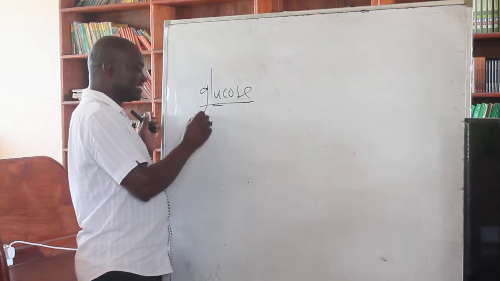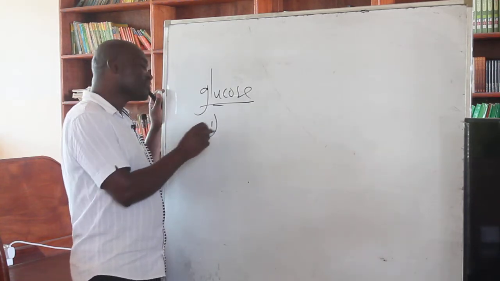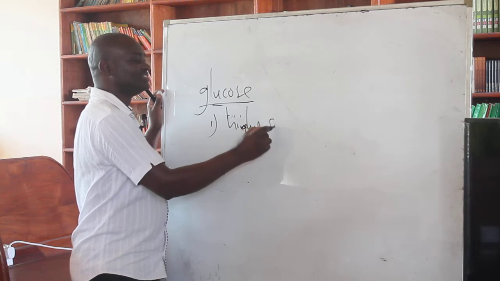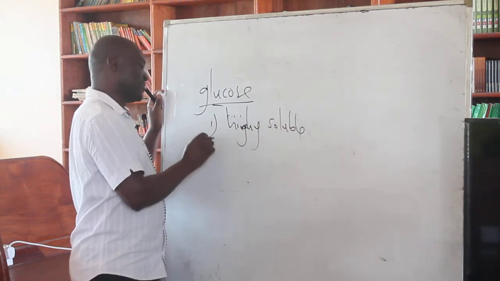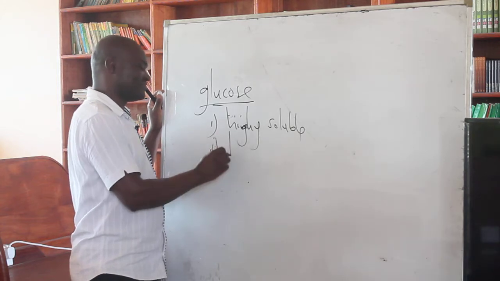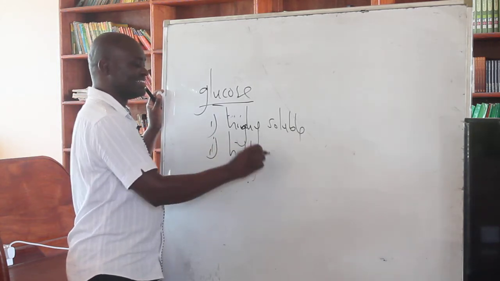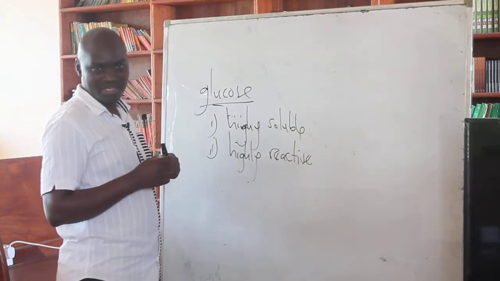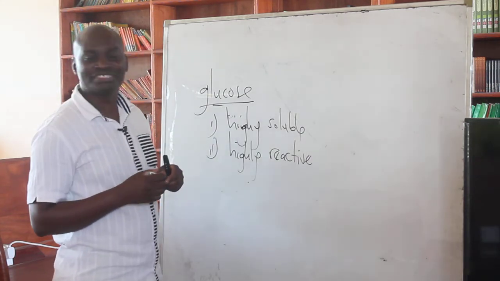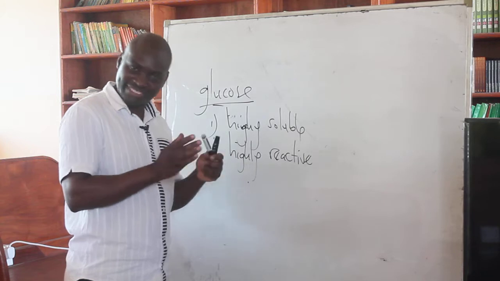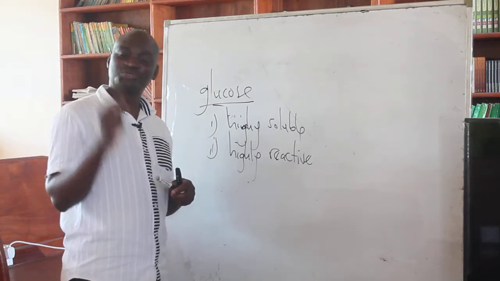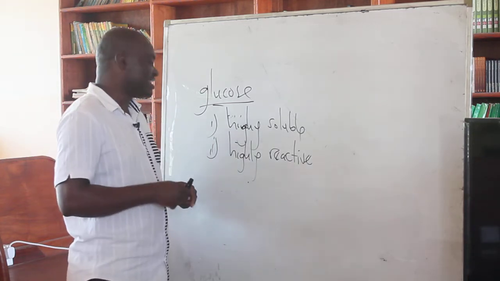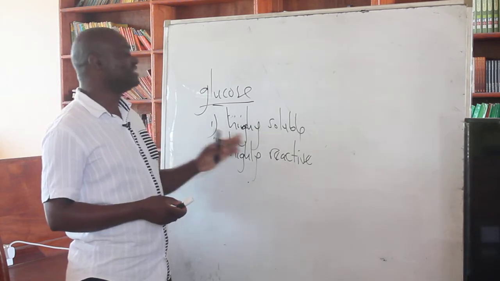Now, glucose has two properties. One, it is highly soluble. Two, glucose is highly reactive. Because of these two properties, glucose is not a suitable substance to be translocated within the plant. It is not a suitable compound to be carried from one part of the plant to the other, because as it moves through the plant, it will react.